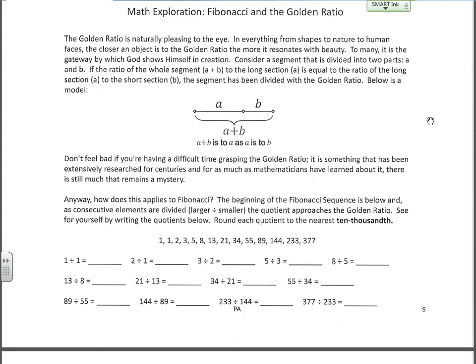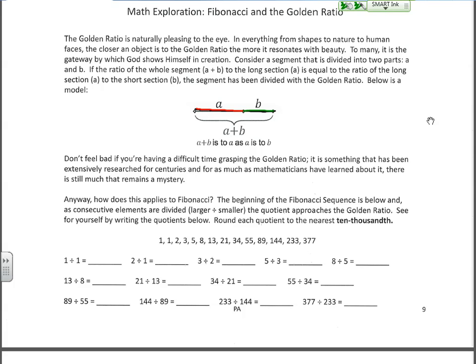Consider a segment that is divided into two parts, A and B. I've got that here. Okay, here's our segment, right? And it's divided into two parts, A and B. If the ratio of the whole segment, which is A and B together, to the long section A is equal to the ratio of the long section to the short section, the segment has been divided in the golden ratio.